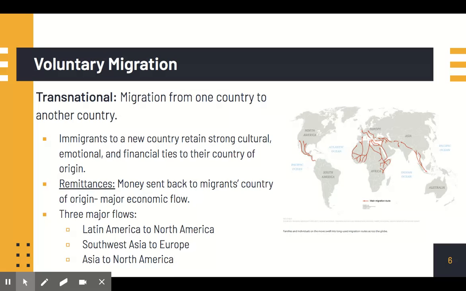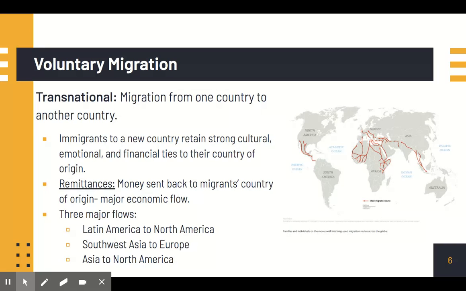As I mentioned, transnational migration is migration from one country to another country. Immigrants to a new country retain strong cultural, emotional, and financial ties to their country of origin. Remittances, this is a great vocabulary word to know. Maybe you've heard this in the news lately. This is when money is sent back to migrants' country of origin. So this is a major economic flow.